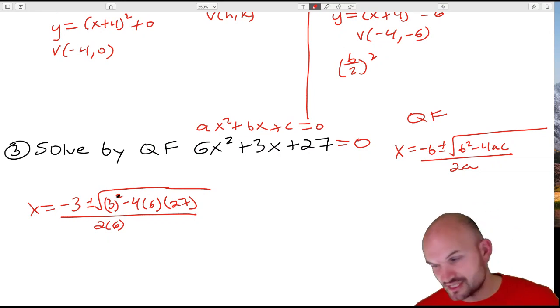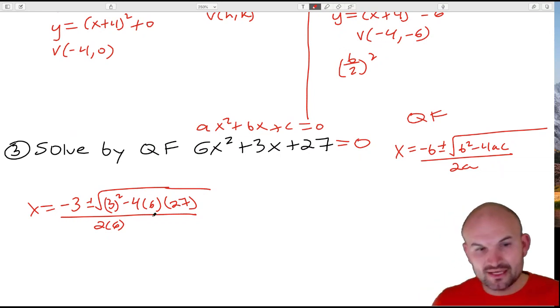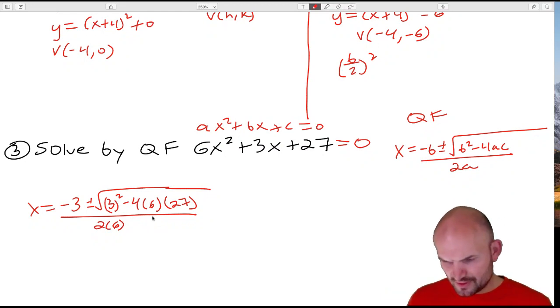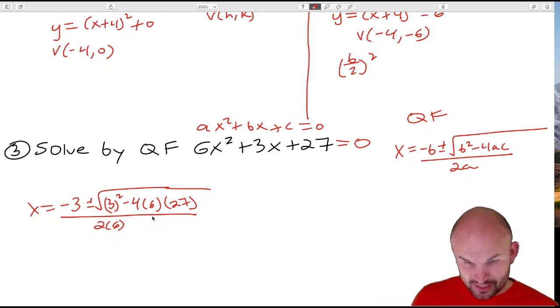Okay, so the first thing I always like to do is determine the discriminant. And it looks like that's going to be a negative number, which it is. And so therefore, we know we're going to have some imaginary numbers, which I'll show you in just a second. But 3 squared is 9 minus 4. So let's see, negative 4 times 6 times 27.